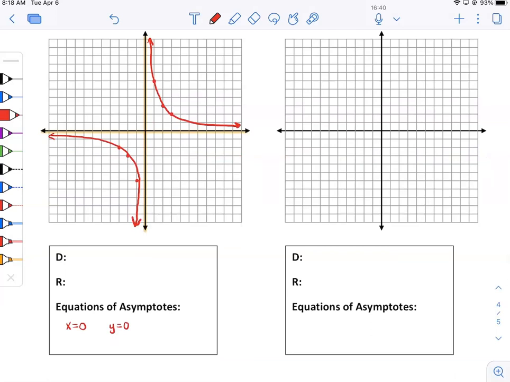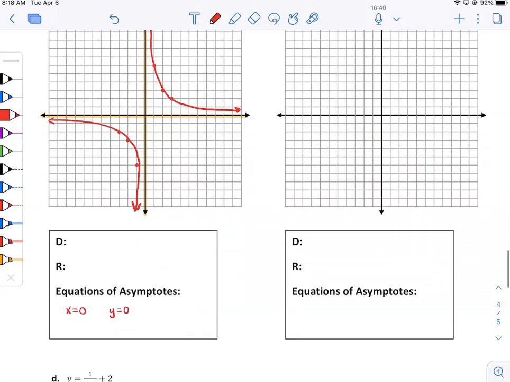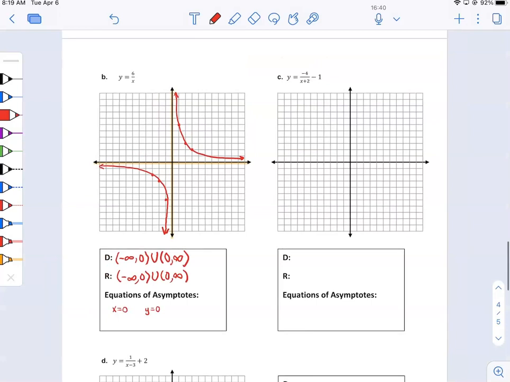So our domain here is actually going to be the same thing as that last problem. As long as it's just a number over x, the domain and range are going to be those weird interval notation with the gaps. So it'll be -infinity to 0, parenthesis, union, 0 to +infinity for both. Any questions about these basic ones?